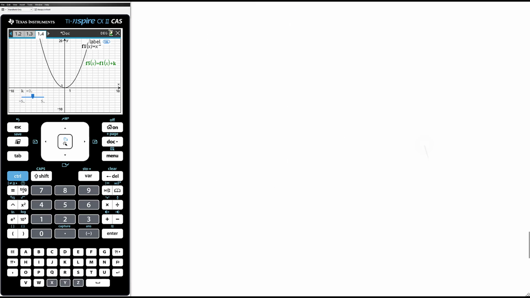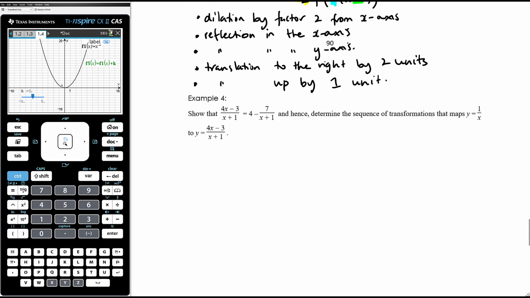Alright, example 4, I suspect this is probably the last one, yep. Show that (4x minus 3) over (x plus 1) is equal to 4 minus 7 over (x plus 1), and hence determine the sequence of transformations that maps y equals 1 on x to y equals (4x minus 3) over (x plus 1). Okay, so show that this relationship is true. You either start with the left-hand side and turn it into the right-hand side, or you start with the right-hand side and turn it into the left-hand side. You don't jumble things around when you're doing a show that.